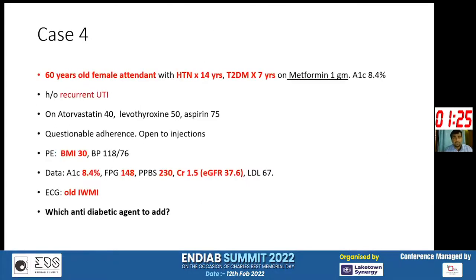So coming to this case, a 60-year-old female attendant who has a history of recurrent UTI, who is on atorvastatin 40, levothyroxine 50, aspirin 75 milligram, metformin 1 gram. Her BMI is 30, A1C is 8.4%, fasting is 148, postprandial is 230, and eGFR is 37.6. Now, ECG shows evidence of old inferior wall myocardial infarction. So which antidiabetic agent to add as second line to metformin in this patient?